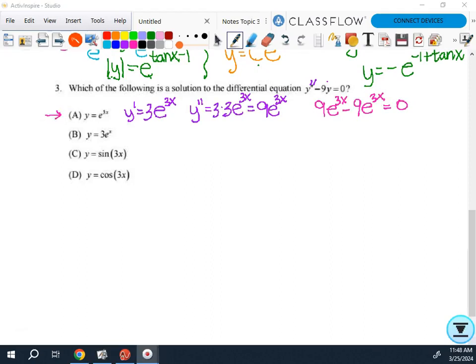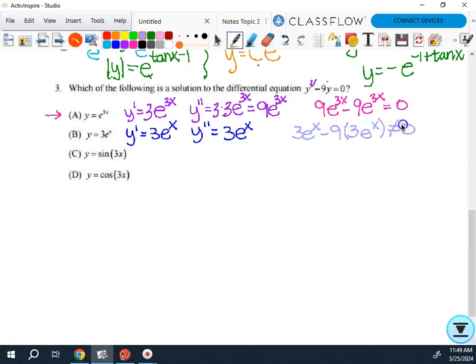All right, so a good test-taking strategy is that if we think it's A, we should still check our other options. So on B, if I take the derivative, y prime would be 3e to the x, and y double prime would be 3e to the x. So then when I substitute in, I get y double prime, which is 3e to the x, minus 9 times 3e to the x, and that does not equal 0. So my answer is not B. Then I will try this one.